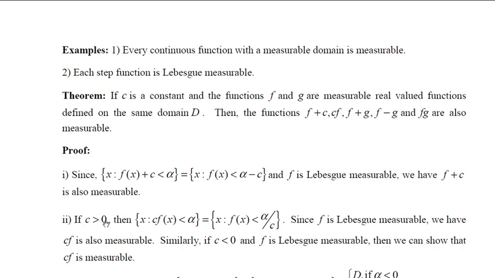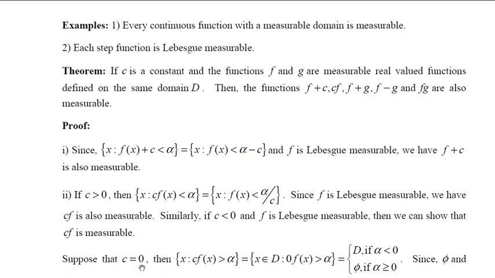Suppose c is a positive constant. Then the set of all x where c times f of x is less than alpha can be written as the set of all x where f of x is less than alpha by c, a real number divided by a real number, which is again a real number. So this is of the form x where f of x is less than some real number, and we know that this is Lebesgue measurable. f is Lebesgue measurable, therefore this set is measurable, hence this function cf is also measurable. Similarly, we can show it for the case when c is less than 0.